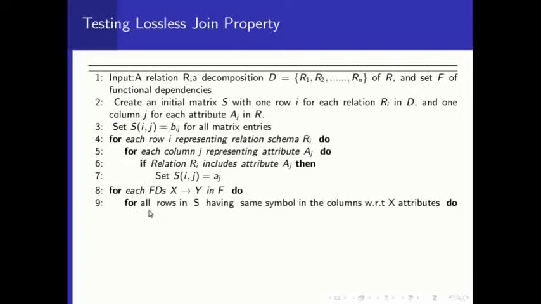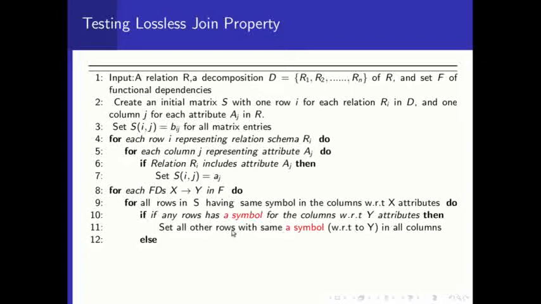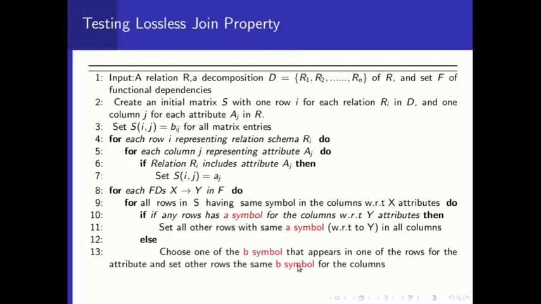With an example it will be more clear. For all rows in S having the same symbol in the columns with respect to X, if any of the rows has an a symbol in the column with respect to Y, then set all the other rows to the same a symbol with respect to Y; else, one of the b symbols will be copied into them. This algorithm is very simple. With an example it will be more clear.